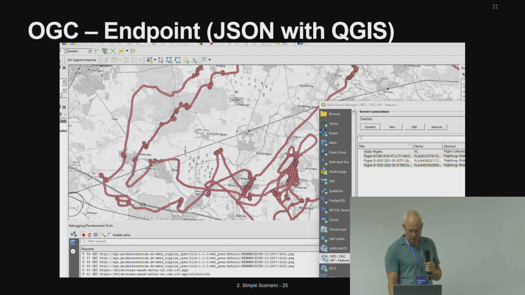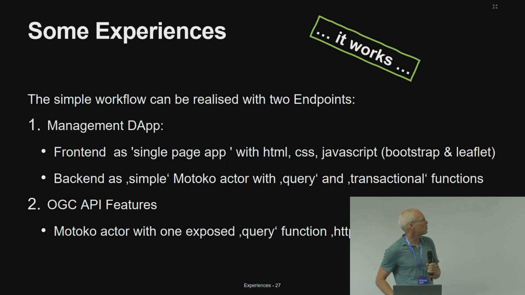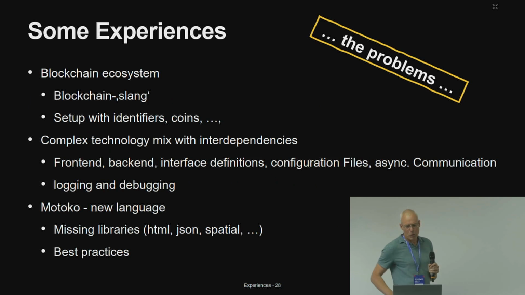So, my experiences with this test case. It was a kind of hobby project for myself. The first experience is that it works. I finally managed to run such software on the blockchain. I've got two endpoints, one is this management DApp with static content and Motoko backend, and the other is OGC API Features with this query function on HTTP GET. But it was quite painful.